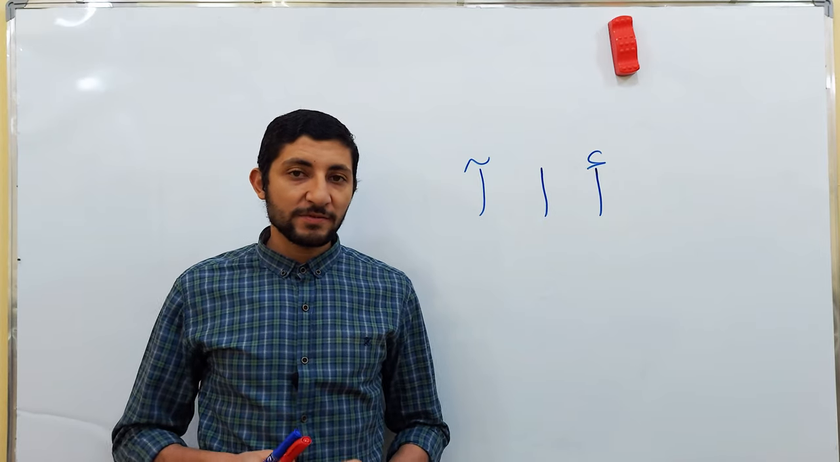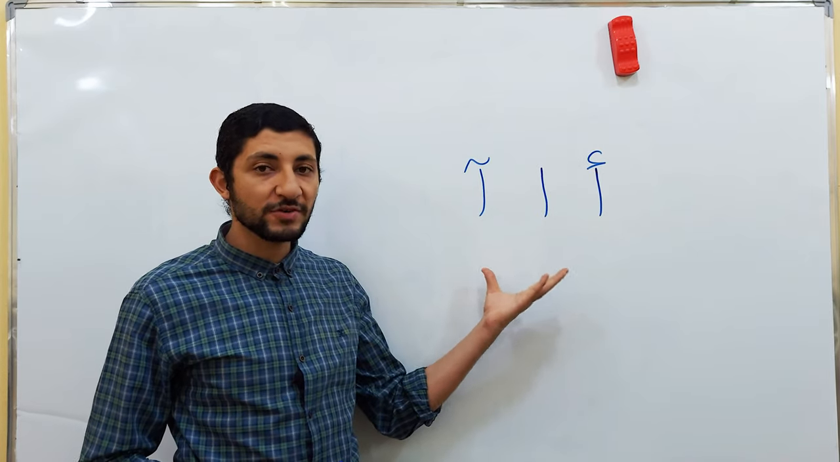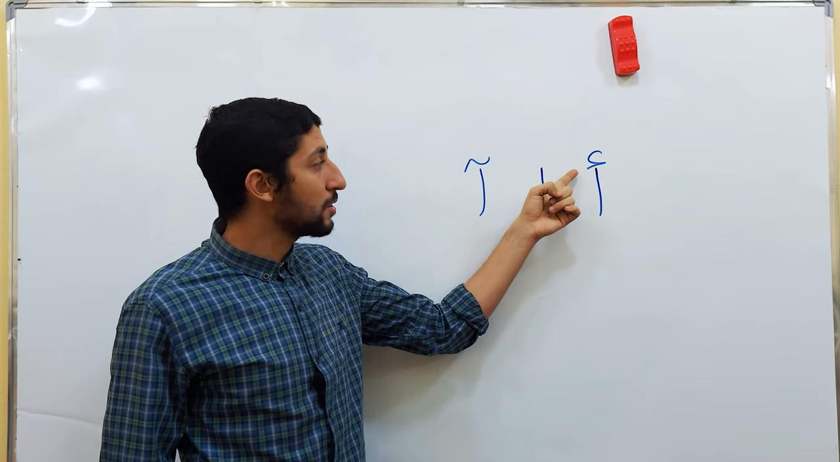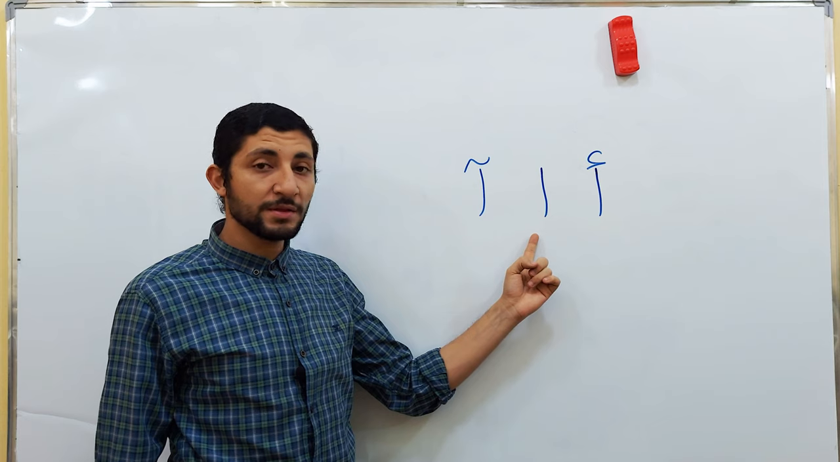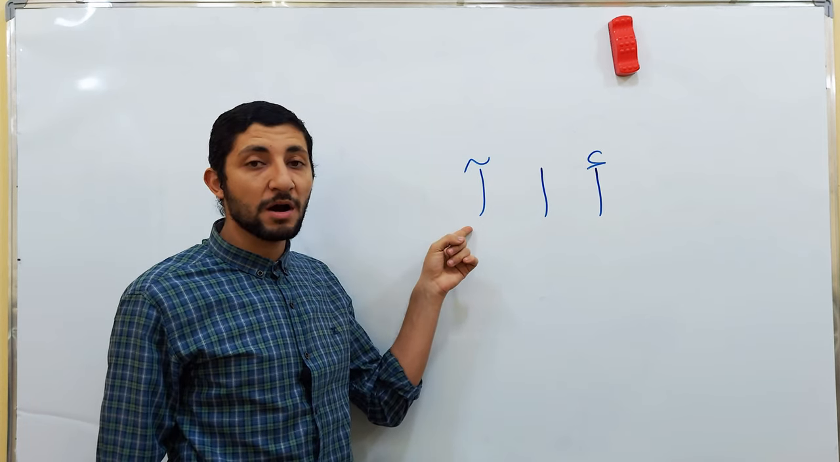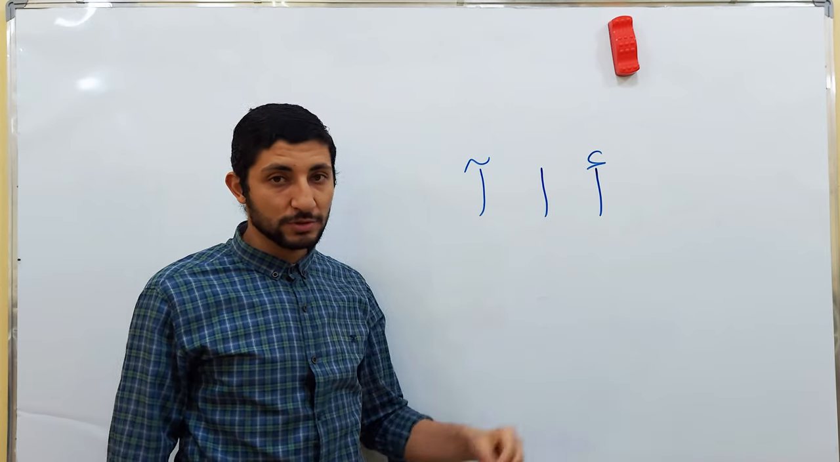When letter Alif comes at the beginning of the word, it might come in one of these three shapes. First, with Hamza, whether this Hamza is on top or below the Alif. Second, with no Hamza, you will only see the Alif. And third, it may come like this. Now I will focus on these two shapes first, okay?